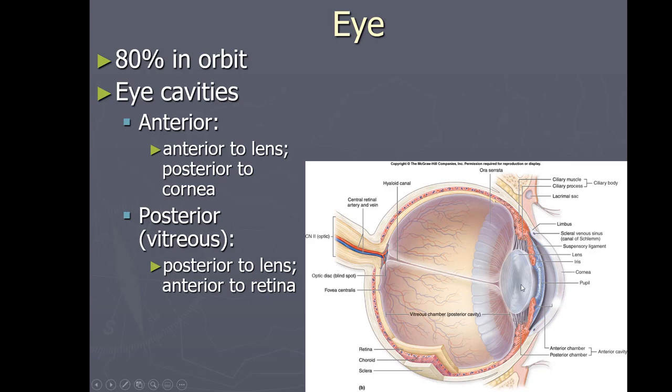So this structure right here is called the lens. We'll get to it soon enough. But everything in front of the lens is called the anterior eye cavity. Everything behind the lens is called the posterior eye cavity. And the posterior eye cavity is going to be important for us because it's also called the vitreous cavity or vitreous chamber.